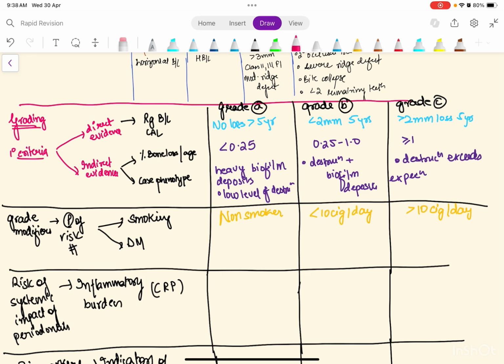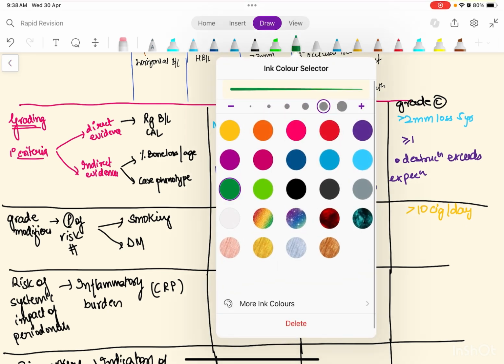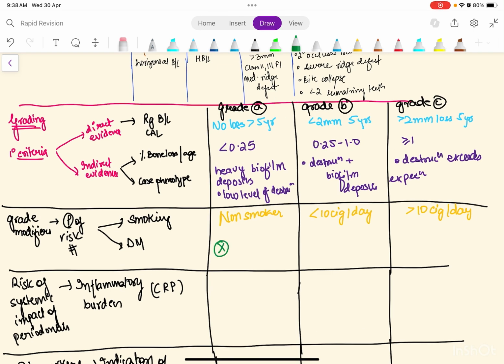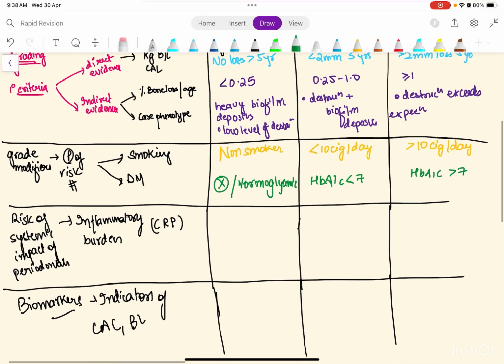Then we'll talk about diabetes mellitus. Now in this, the person in grade A may not have diabetes or may be normoglycemic. Then in grade B you will have glycosylated hemoglobin levels less than 7, and in grade C HbA1c will be more than 7. Okay, now inflammatory burden, CRP.